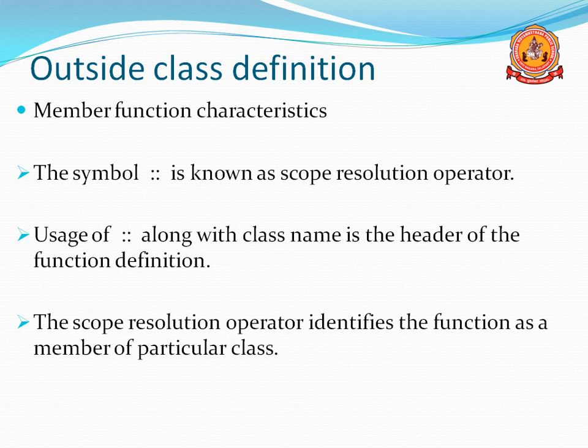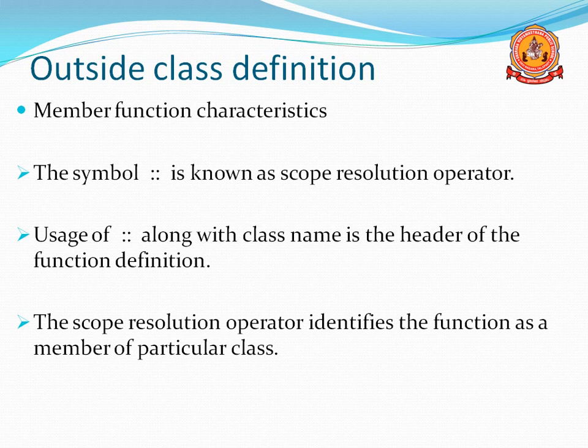Next, the symbol of the scope resolution operator. That operator, 4 dots, is known as the scope resolution operator. The symbol is 4 dots, or 2 colons together. That symbol is known as the scope resolution operator. Then the usage of the scope resolution operator along with the class name is in the header of the function definition. So when you use the scope resolution operator along with the class name in the function header, it is an identity label.